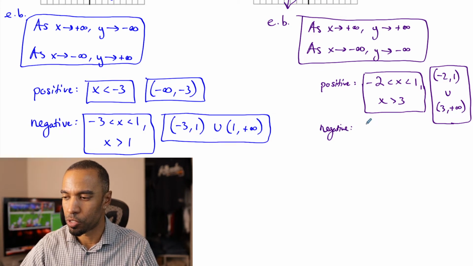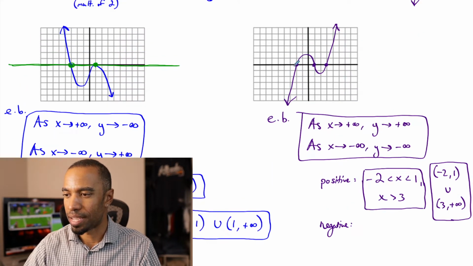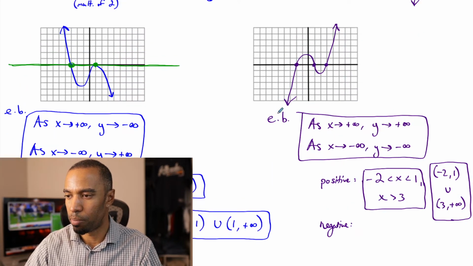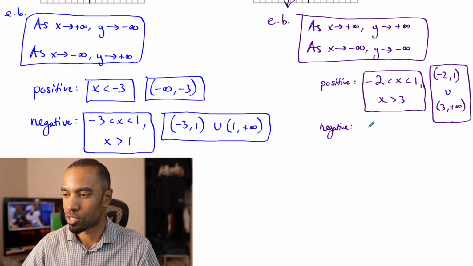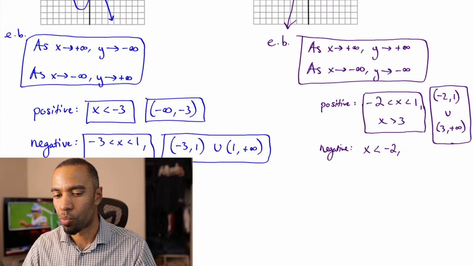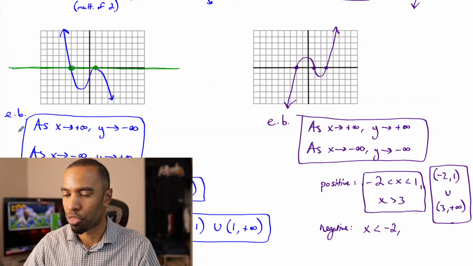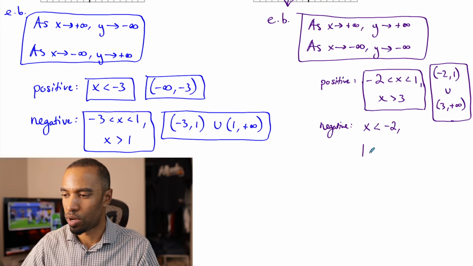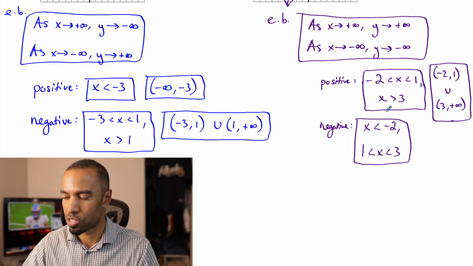You could put below if you'd like to. When x is less than -2, we're below. So when x is less than -2. And then also when we're between 1 and 3 right there on x. So between 1 and 3. And remember, we don't include those values because those are x-intercepts right there.